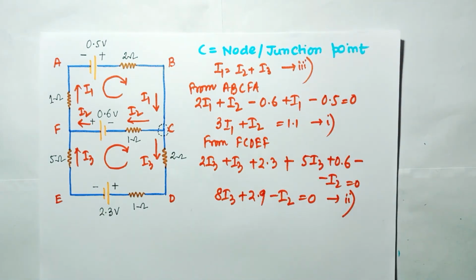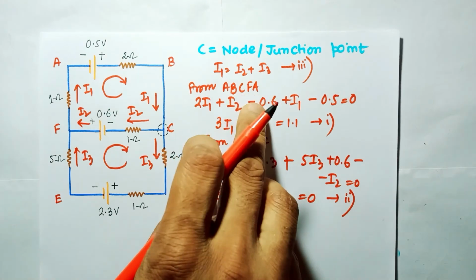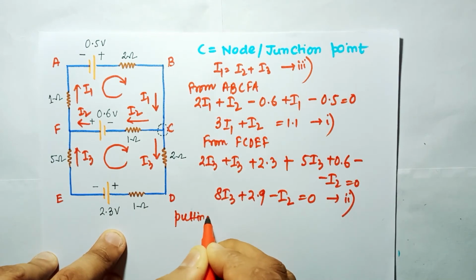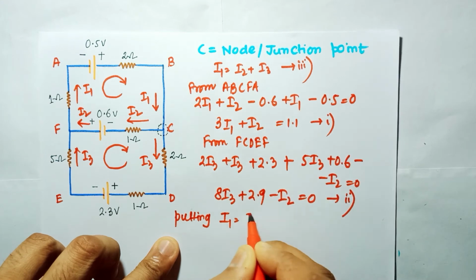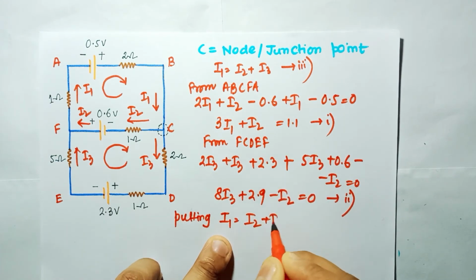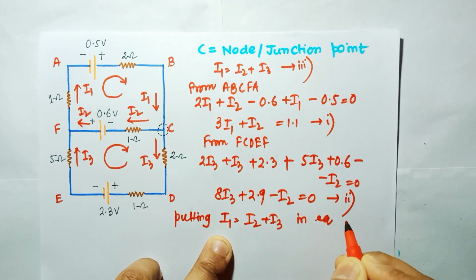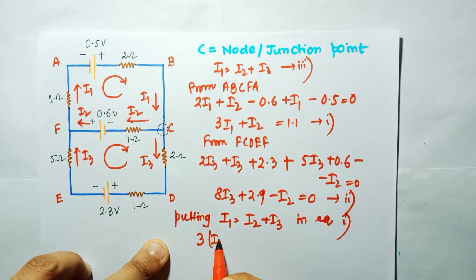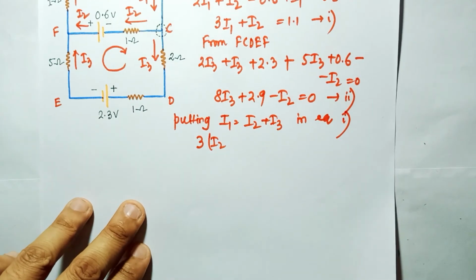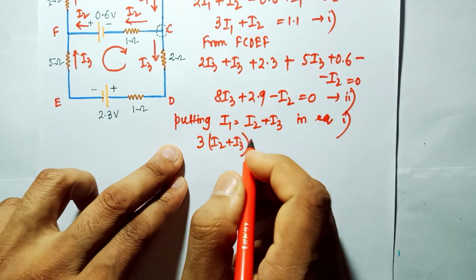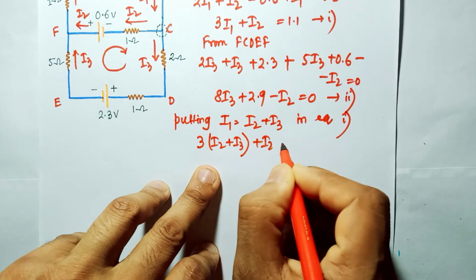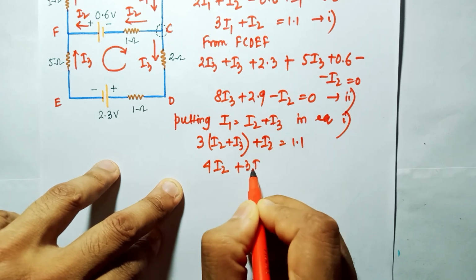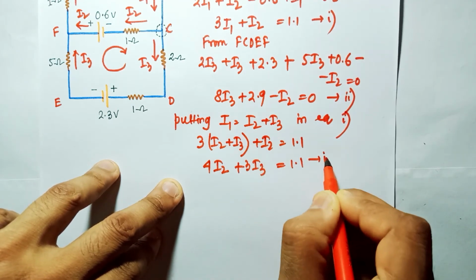So now if I put I1 is equal to I2 plus I3 in equation number 1, so what I will get, 3 times I2 plus I3, plus I2 is equal to 1.1, so it becomes 4 times I2 plus 3 times I3 is equal to 1.1. This is, suppose, equation number 4.